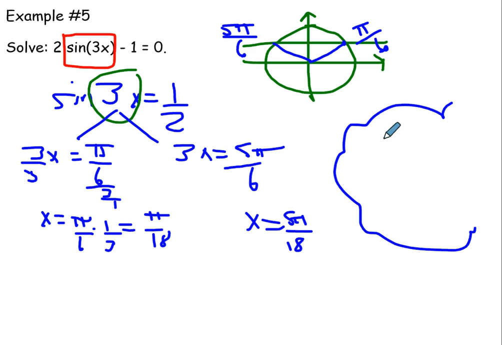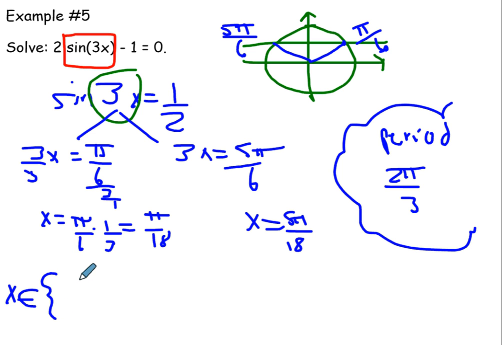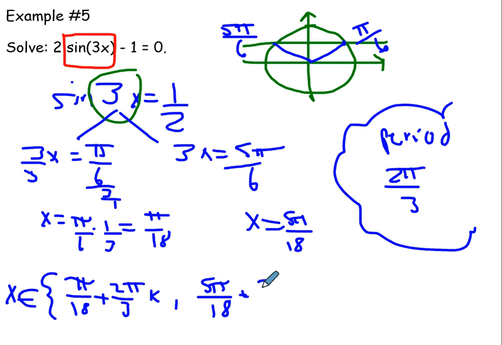So remember, you need to find your period. So to find the period is 2 pi over b. b in this case is 3. So that means your period is 2 pi over 3. So to find all your solutions, you're going to write that your x belongs to this solution set. Pi over 18 plus 2 pi over 3 k, k being the number of turns, positive or negative. And your second solution is 5 pi over 18 plus 2 pi over 3 k.